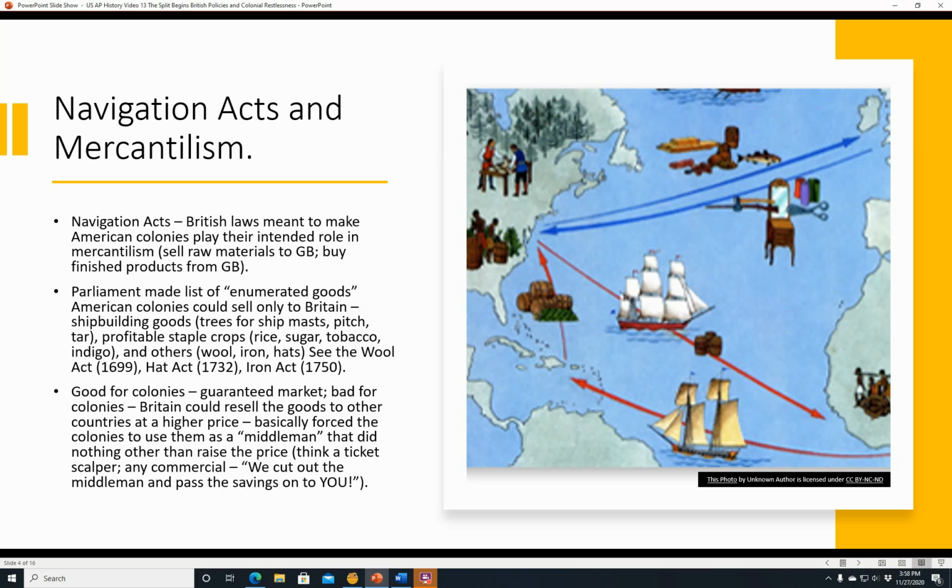And think of any commercial you've ever seen on TV, especially a store that calls itself a warehouse. Come on down to whatever warehouse. We cut out the middleman and pass the savings on to you. So that's what we're talking about here. So you can see why the colonies would be kind of resentful when they're saying, well, we could sell these raw materials to other countries for more money, but we have to sell it to you, and then you turn around and sell it to the same countries for more money. What's going on with that, Britain?